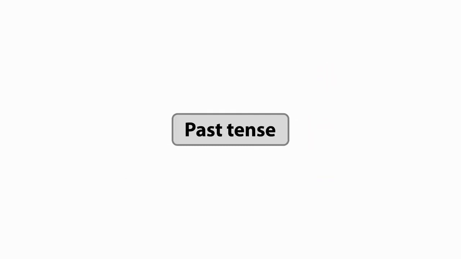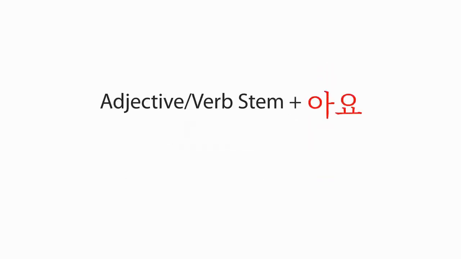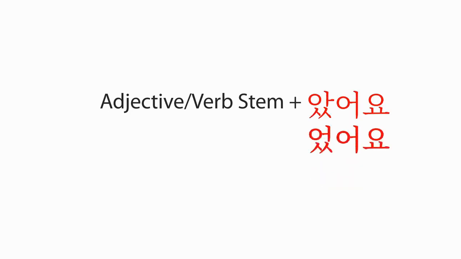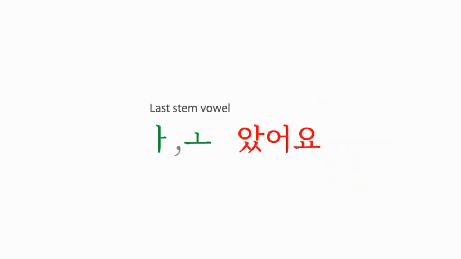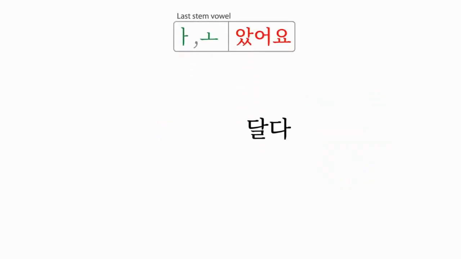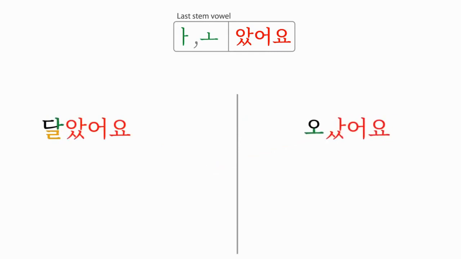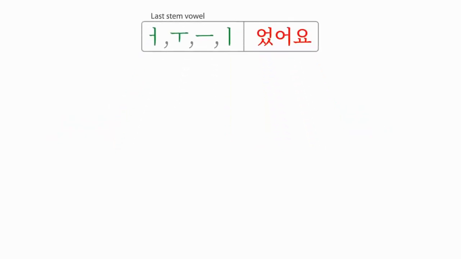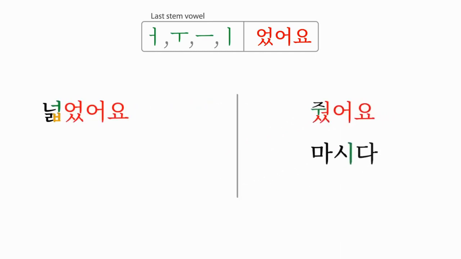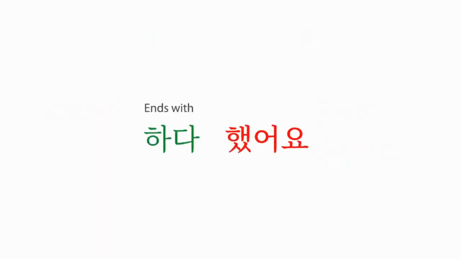Past tense is conjugated exactly the same way as the present tense, but the only difference is instead of using 아요, 어요, 해요, we use 았어요, 었어요, 했어요. 아, 오, 왔어요. 닫다, 닫았어요. 오다, 왔어요. 어, 우, 으, 이, 었어요. 넓다, 넓었어요. 주다, 줬어요. 마시다, 마셨어요. 하다, 했어요.